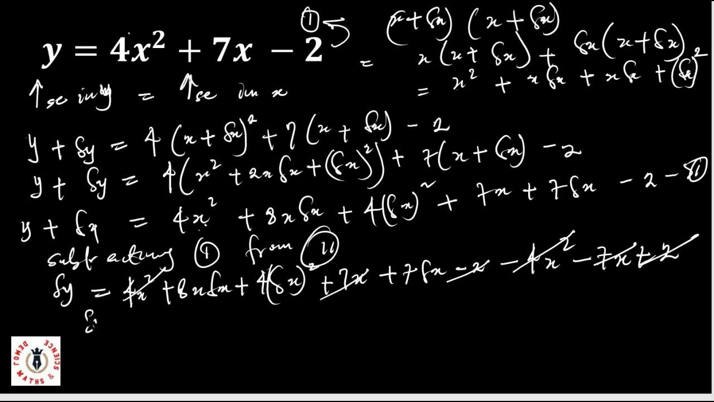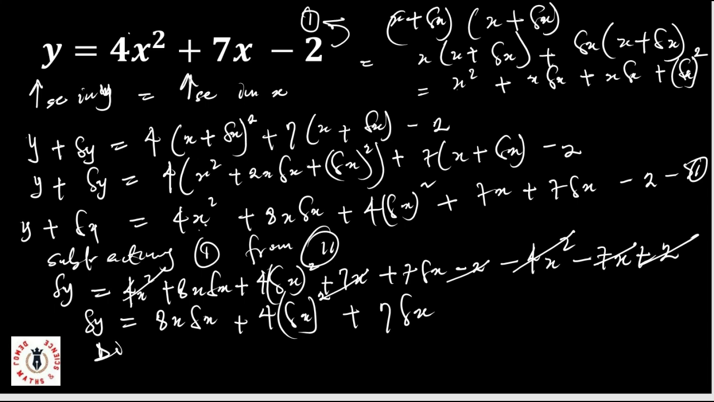So for my change in y, I'll be left with 8x delta x plus 4 delta x all squared plus 7 delta x. If you look at this closely, you see that I have delta y and I have delta x all around. So we can now divide through. We can divide through by delta x.